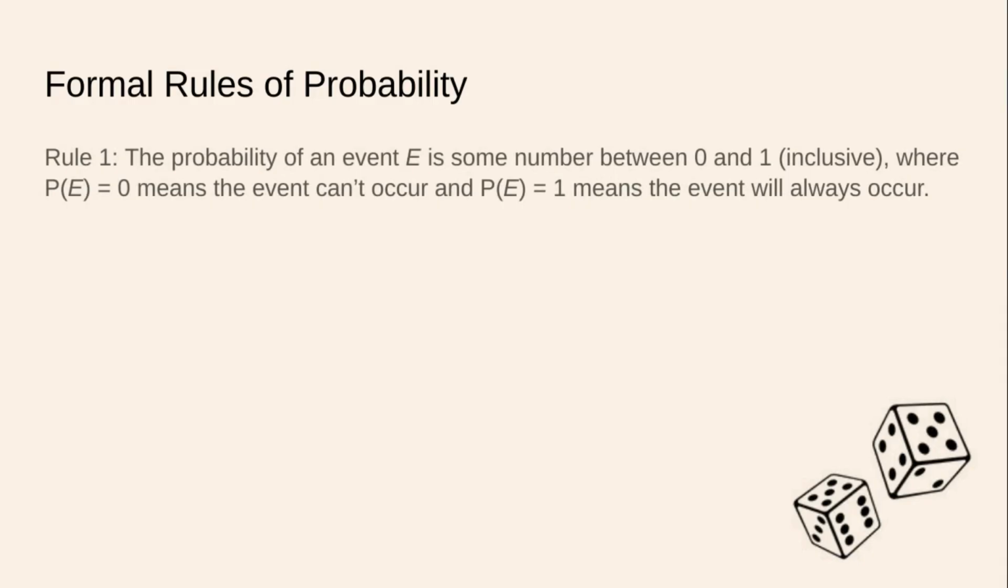Rule number 1. The probability of an event, let's call it E, is some number between 0 and 1, and that is inclusive. The probability of the event is 0 means that the event cannot occur, and probability of the event is 1 means that the event will always occur.